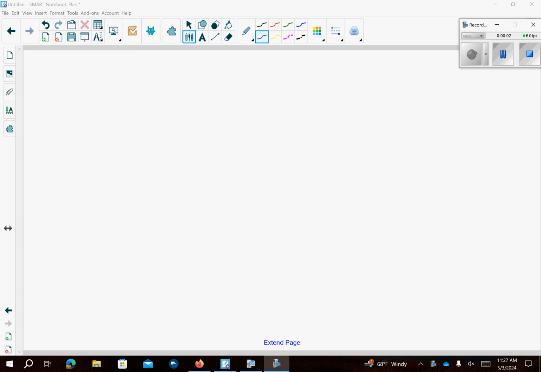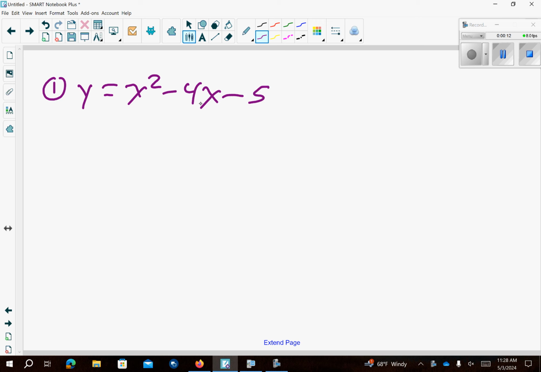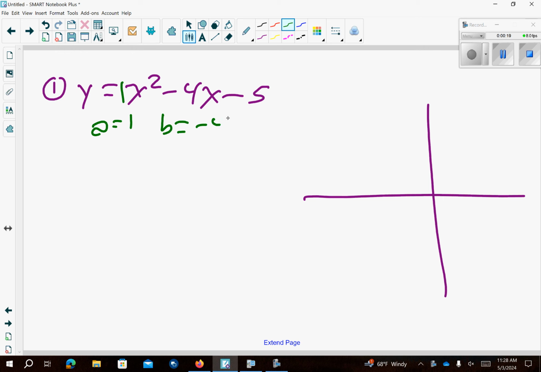All right, guys, this is the next one. It says chapter 8 at the very top, and it has the parabolas. So problem number 1, we have y equals x squared minus 4x minus 5. So my a value is 1, my b value is -4, my c value is -5.